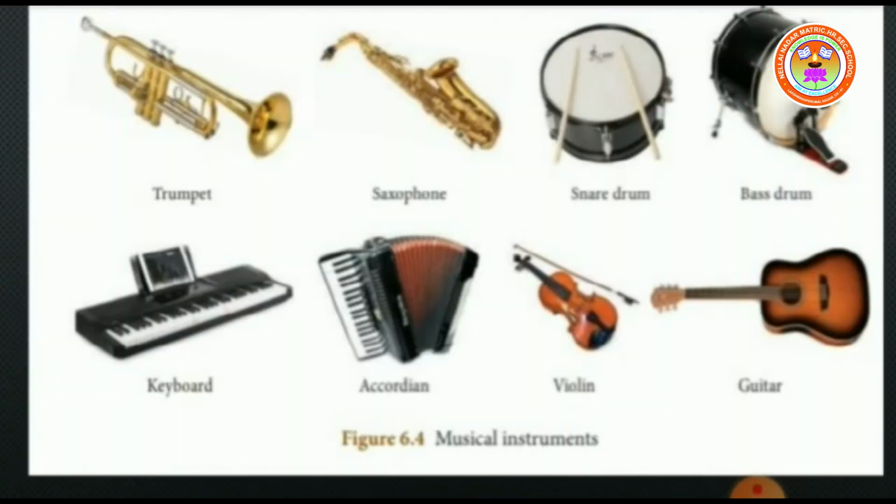Next, we are going to discuss percussion instruments. Percussion instruments produce a specific sound when they are struck, scraped, or clashed together. They are also the oldest type of musical instruments.